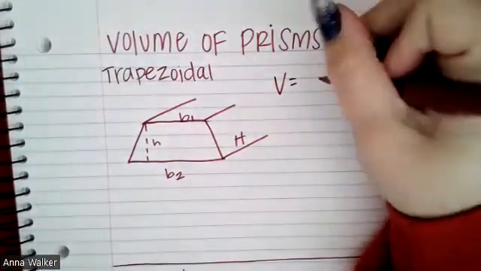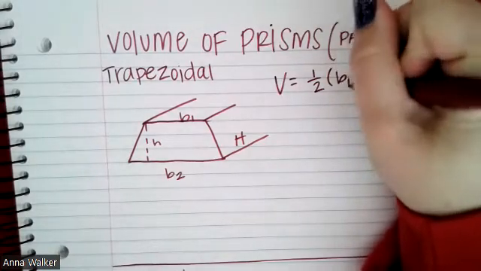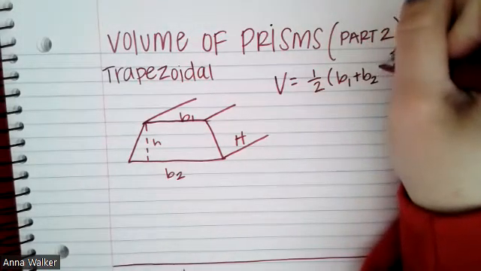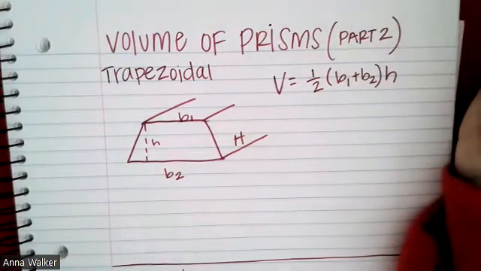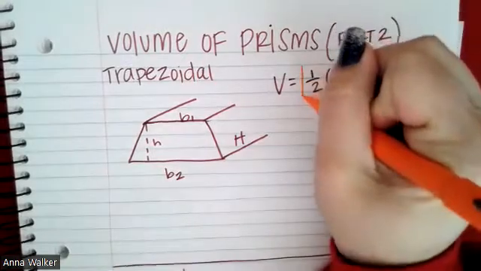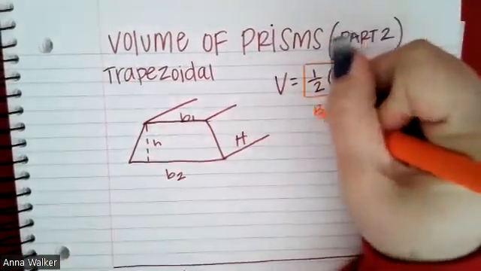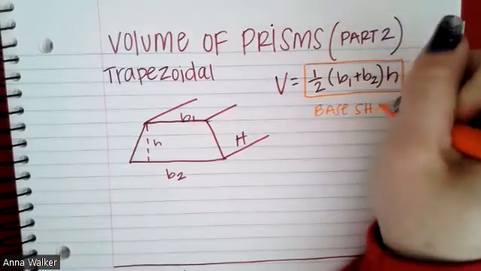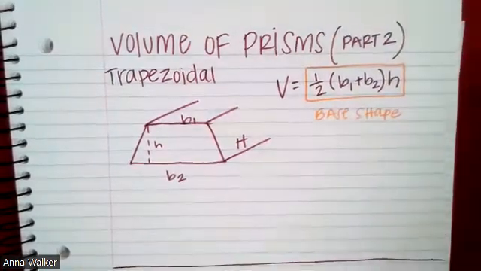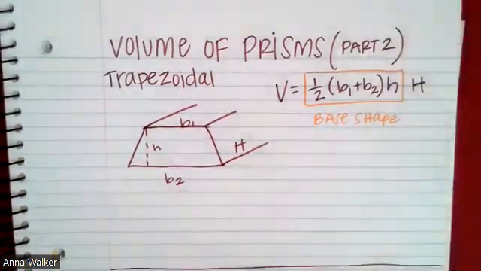find the area of the trapezoid. So to find the area of the trapezoid, we're going to do 1/2 base 1 plus base 2 times the height of the trapezoid. And I'm going to put all this in a square, just like how we did in the last video. So that way we remember that this is the base shape area. This is our base shape, the trapezoid. And then we're going to multiply it by the height of the actual prism.